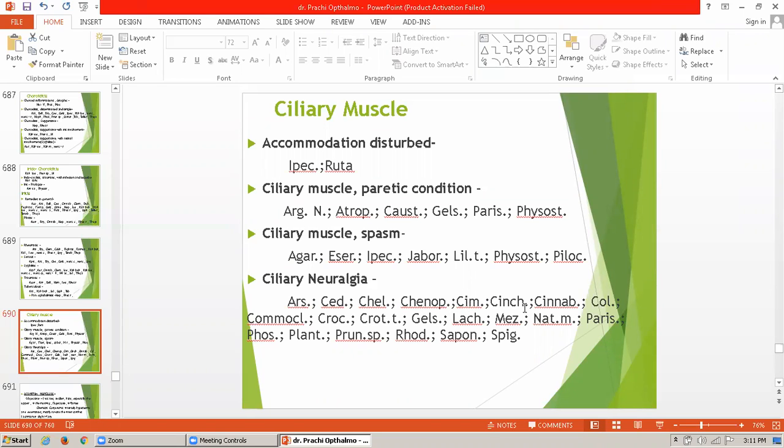And when there is a ciliary neuralgia, then Arsenicum album, Citron, Clematis, Cimicifuga, Cinchona officinalis, Colchicum, Crocus sativus, Croton tiglium, Gelsemium, Lachesis, Mezereum, Natrum mur, Paris, Phosphorus, Platinum, Prunus spinosa, Rhododendron, Sapon, and Spigelia are indicated.